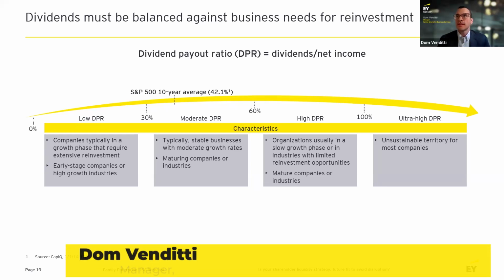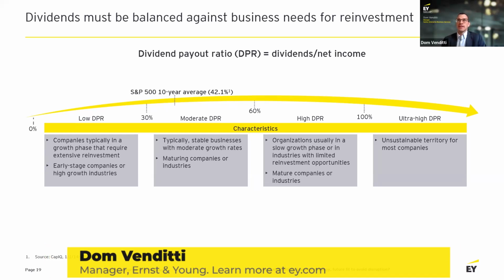Sure. The first is the dividend payout ratio, which is simply dividends divided by net income. So Pat, I think this is starting to get to the heart of your question. What we're showing here is just simply a range of payout ratios in 4 buckets: low, moderate, high, and ultra high. The low bucket being 0 to 30% of net income being paid out each year. And companies that fall into this bucket are typically those in more of a growth phase that require extensive reinvestment, might be early stage, very high growth, and have positive investment opportunities.